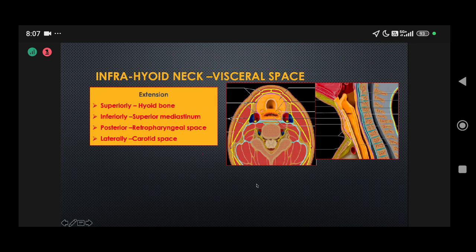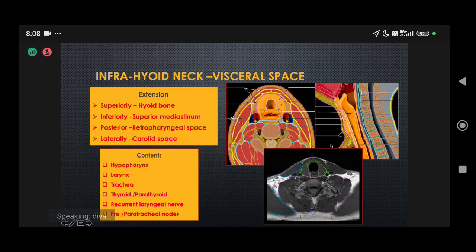Coming to the infra-hyoid neck spaces, the middle one is the visceral space, which extends superiorly from the hyoid bone and inferiorly up to the superior mediastinum. Posteriorly, it is lined by the retropharyngeal space and laterally by the carotid space. We know this. On cross-sectional imaging, the infra-hyoid neck contains the visceral space, the thyroid and the parathyroid, which are well seen on CT scan whenever we are dealing with malignancies of the thyroid gland or want to see a parathyroid adenoma.